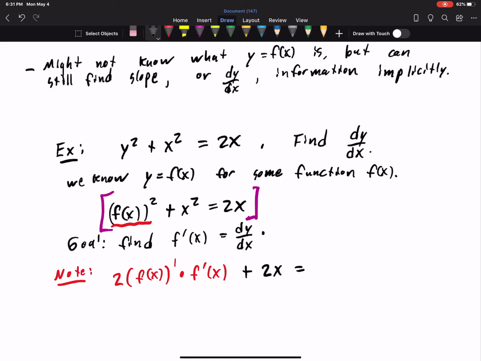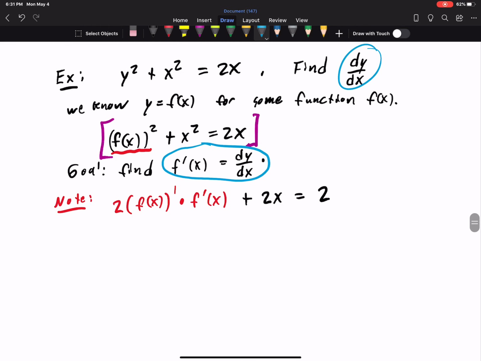The right-hand side is also easy. The derivative of 2x is just 2. Remember what the goal was. The goal was to find dy dx, or in other words, f prime. So we want to get f prime by itself. How do we do that? Algebra. Yes, algebra. I intentionally misspoke. So how do we do this? Solve for f prime.